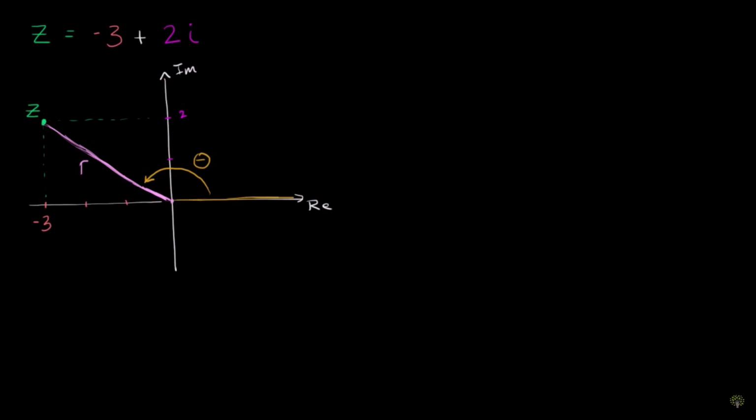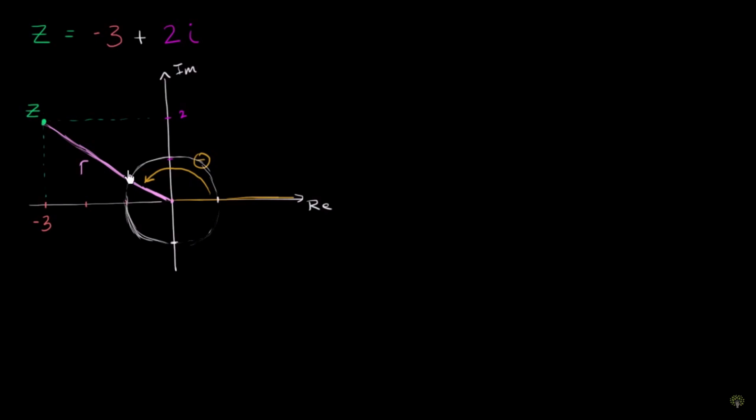And to help us with that, let's remind ourselves of the unit circle definition of trig functions, because we are going to use some trig functions to relate r, theta, and 2 and negative 3. So I'm going to construct a unit circle here. So this right here is a unit circle, a circle of radius 1.